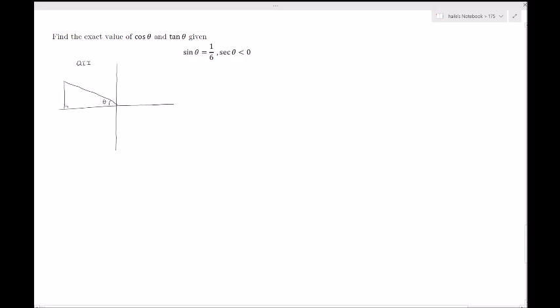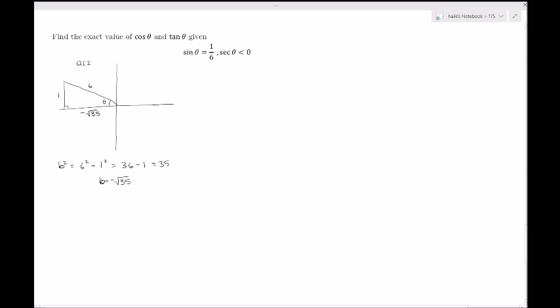Okay, and if the sine is 1/6, that means that the opposite side is 1 and the hypotenuse is 6. So using the Pythagorean theorem, we get 36 minus 1, which is 35. So the square root of 35 will be that missing side. And actually, we should say that this is negative square root of 35 because it's a negative x value.